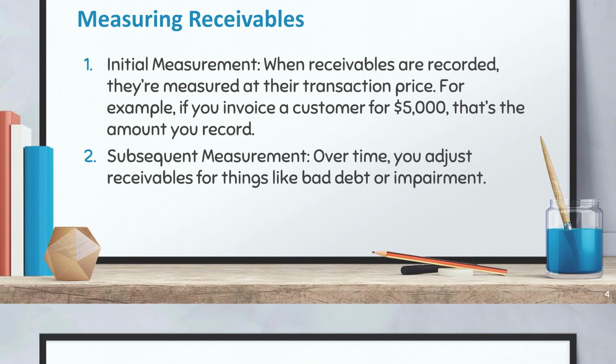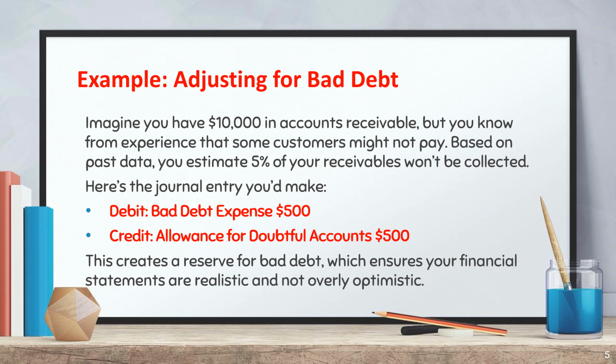Let's make this practical. Imagine you have $10,000 in accounts receivable, but you know from experience that some customers might not pay. Based on past data, you estimate 5% of your receivables won't be collected. Here's the journal entry you'd make. Debit. Bad debt expense, $500. Credit. Allowance for doubtful accounts, $500. This creates a reserve for bad debt, which ensures your financial statements are realistic and not overly optimistic.